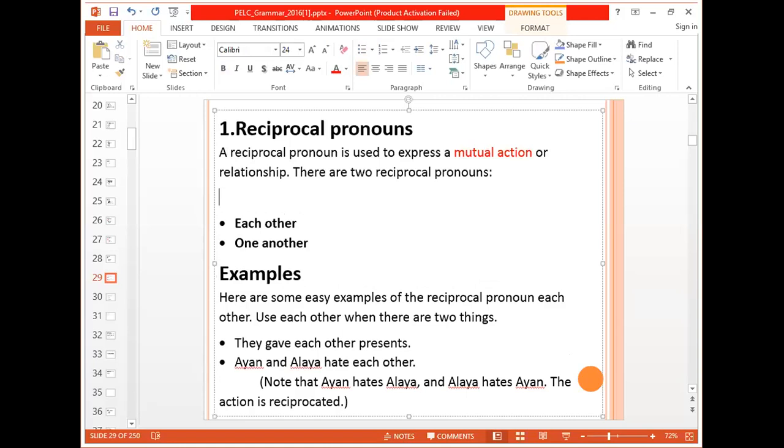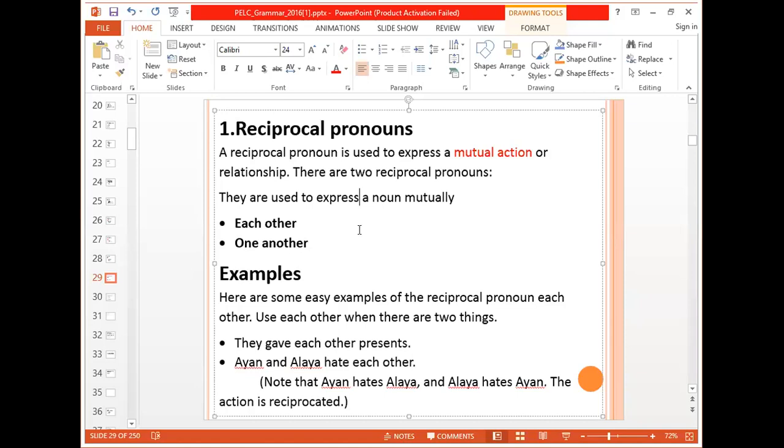Reciprocal pronouns are those pronouns used to express a noun mutually. Clear? What do I mean by this? Let me give you easy examples. From the example, you will get it.